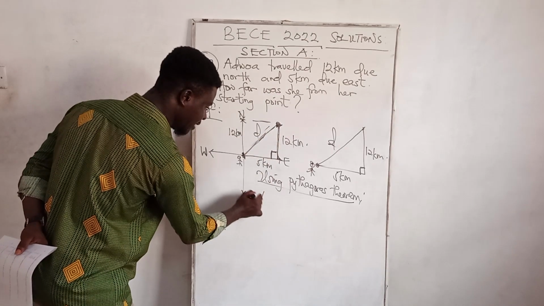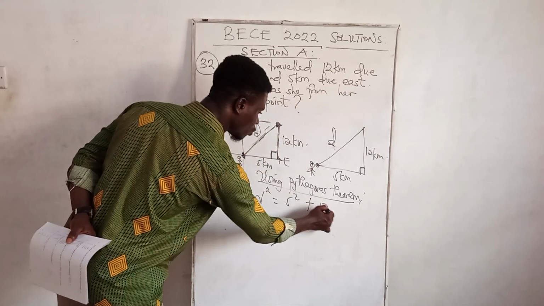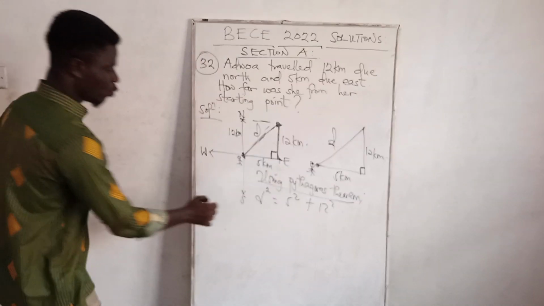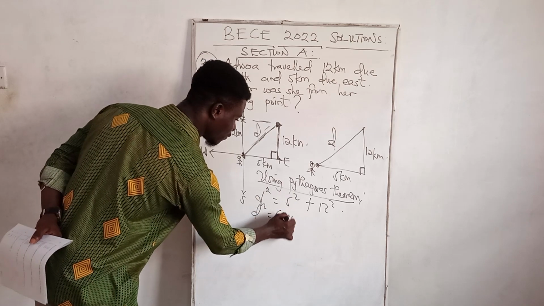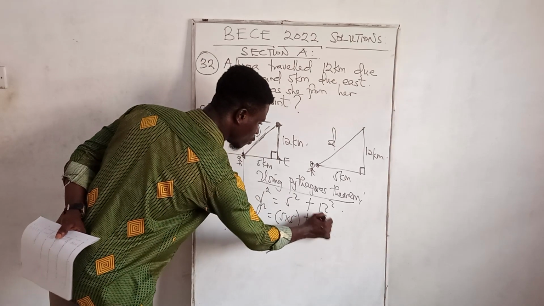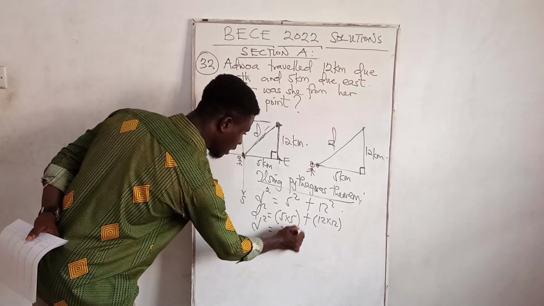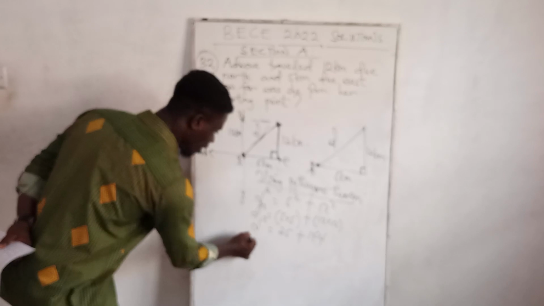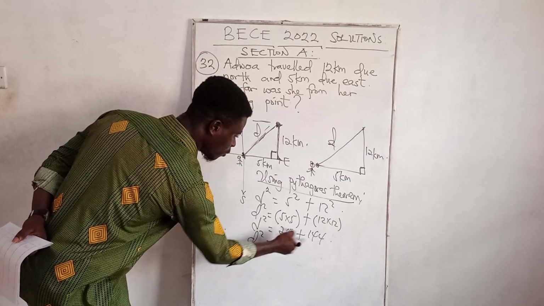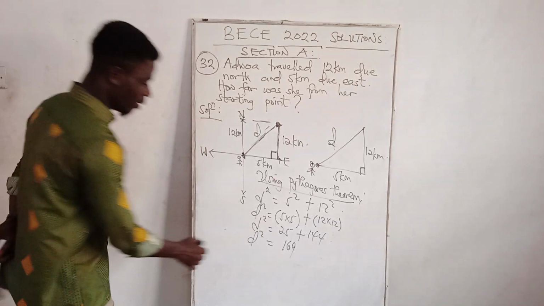So I have d squared must be equal to 5 squared plus 12 squared. 5 squared means 5 times 5, and 12 squared means 12 times 12. So I get d squared equals 25 plus 144, which is what? 169, right?